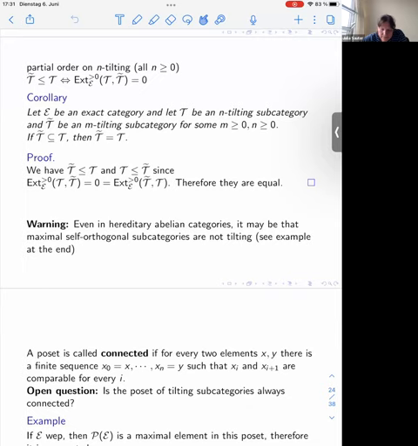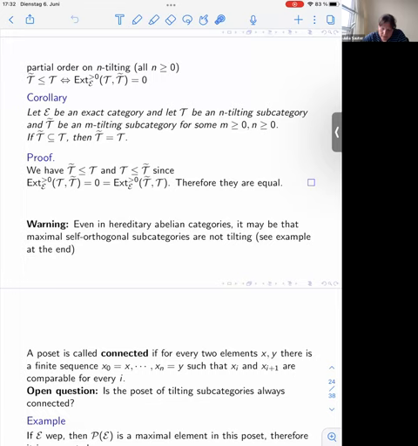We have this partial order given by T-tilde smaller or equal T if all extensions between T and T-tilde are zero. If E is an exact category, T an N-tilting subcategory, and T-tilde an M-tilting subcategory, then the inclusion implies that they have to be equal. This is because we have T-tilde smaller or equal T and T smaller or equal T-tilde, therefore they are equal because it's a partial order.